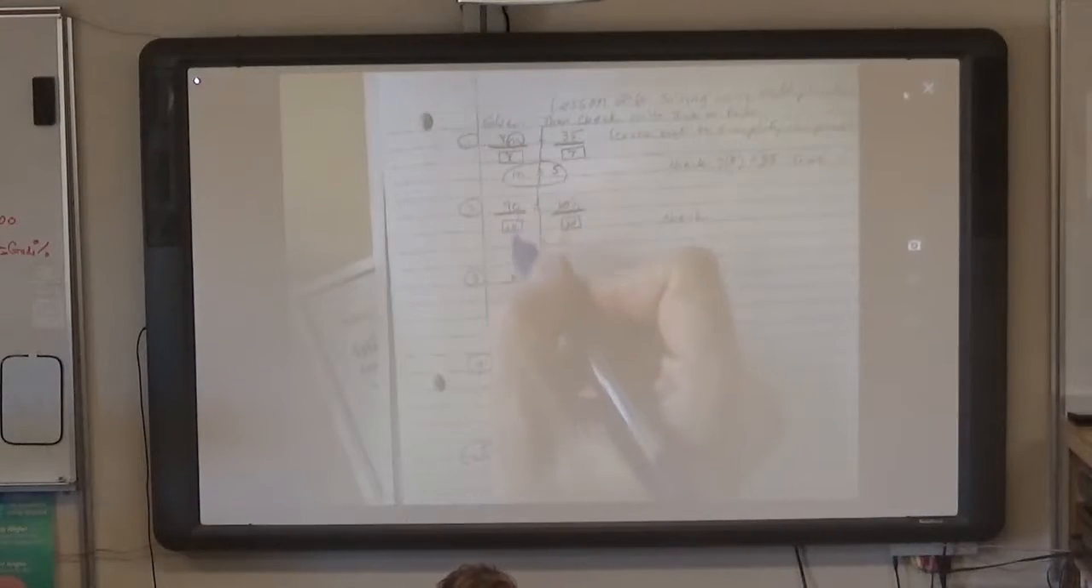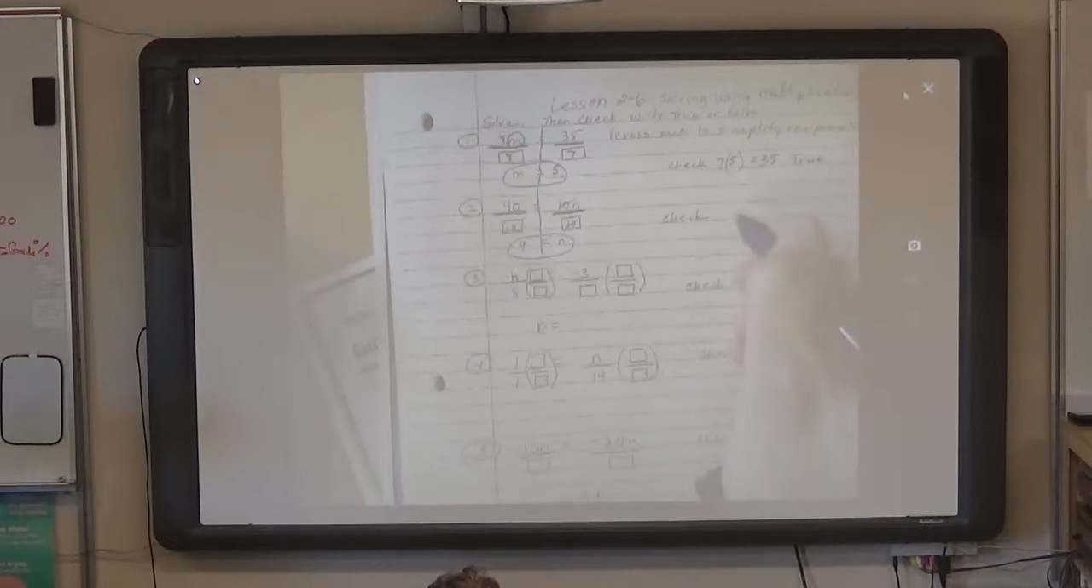So the problem that gives us the solution is 90 divided by 10 equals 9. And then to check it, it says 90 equals 10 times what? 9. N equals 9, so you replace n with 9, and that's true.